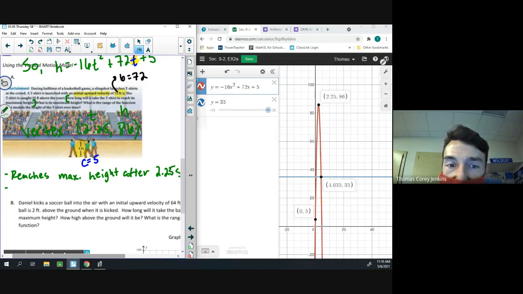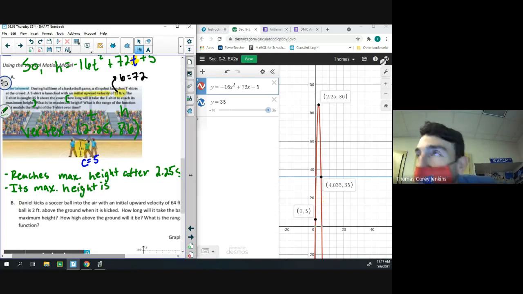So we keep going. The next question is, what is its maximum height? So its max height is, blurt it out if you know it. How many feet? 86. Very good, right? Our vertex is either our maximum or our minimum. In this case, it's our maximum. It goes 86 feet in the air before it starts to come back down, right? Before gravity takes hold.